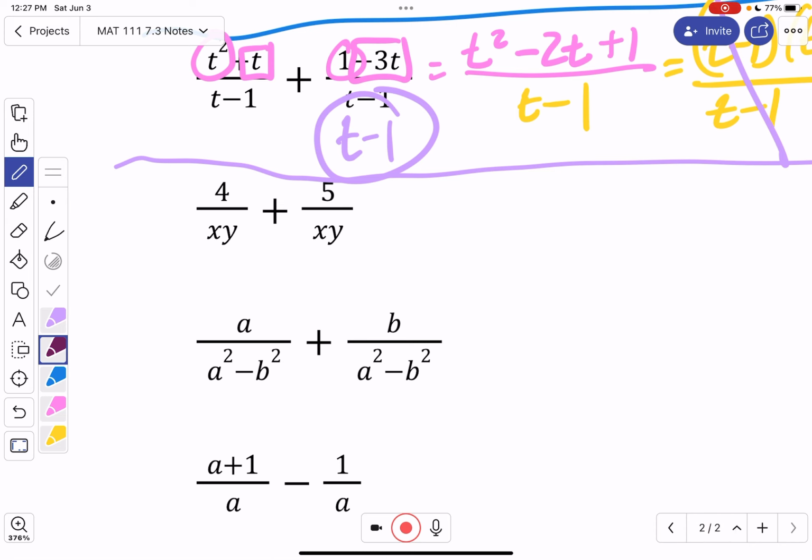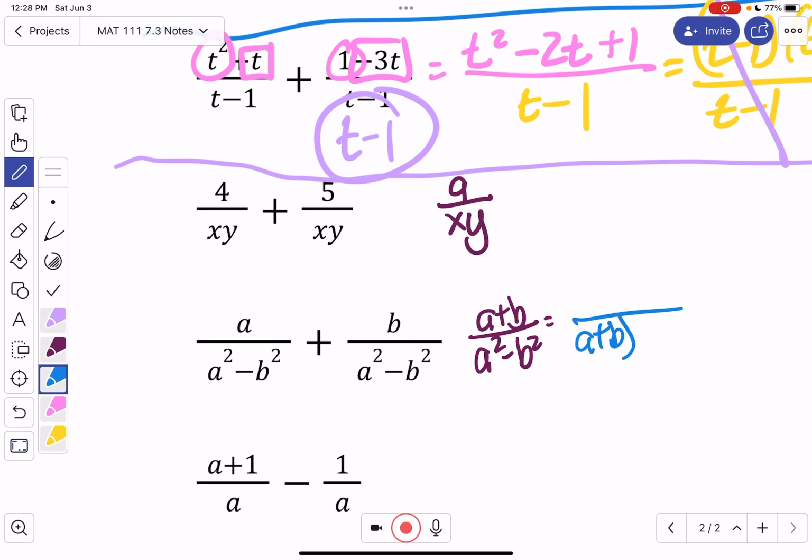Okay, this one, 4 plus 5 is 9. Common denominator is xy. Stop there because we can't reduce. On the top, we have a plus b. On the bottom, we have a squared minus b squared. A squared minus b squared is a difference of squares, so we can rewrite that as a plus b times a minus b. Bring the a plus b from the top straight over. Cancel those out, and we're left with 1 over a minus b.